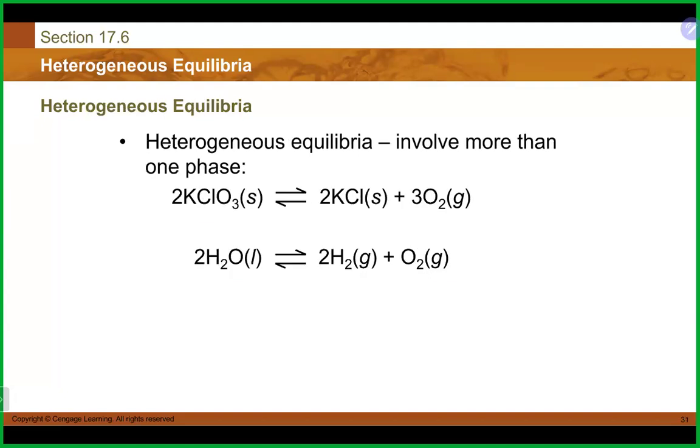We could also have heterogeneous equilibrium, which is also like a heterogeneous mixture. In a heterogeneous mixture, we see different sorts of phases, if you will. And that's also what we see here. Again, we see some solids and we also see gases. Here we have some liquids and we also have some gases. So it is possible to have an equilibrium that plays out in the same phase. It's also very possible to have an equilibrium where it plays out in different phases as well.